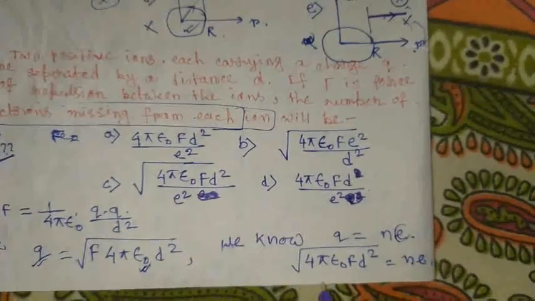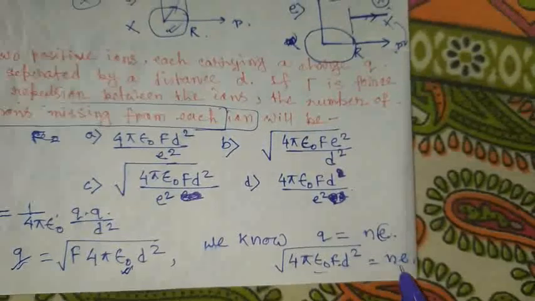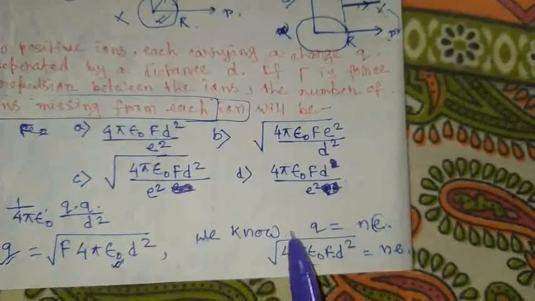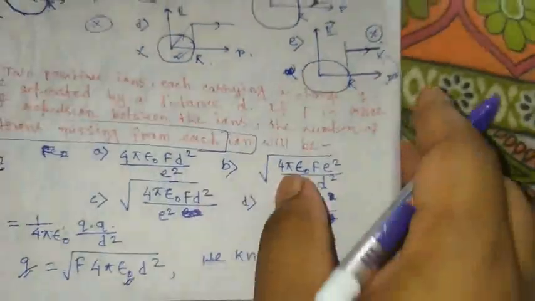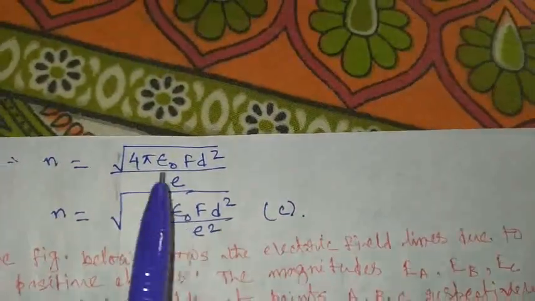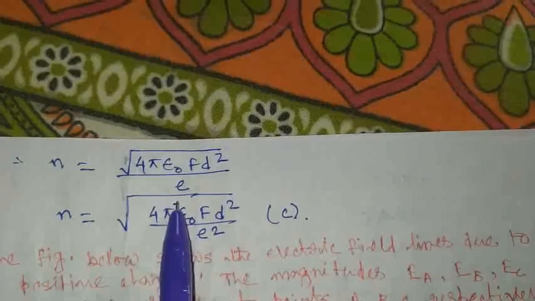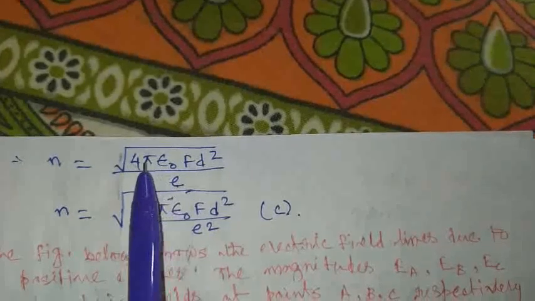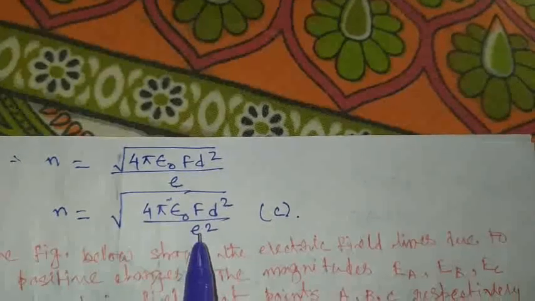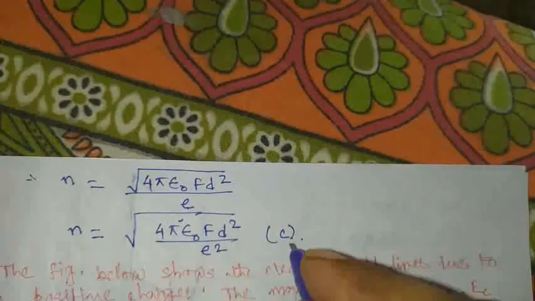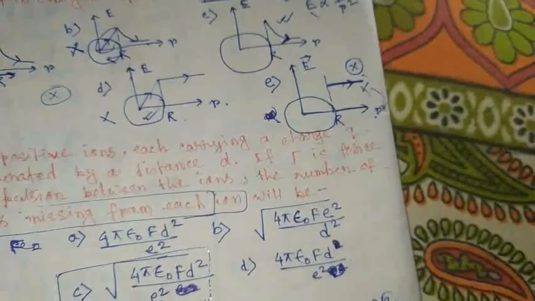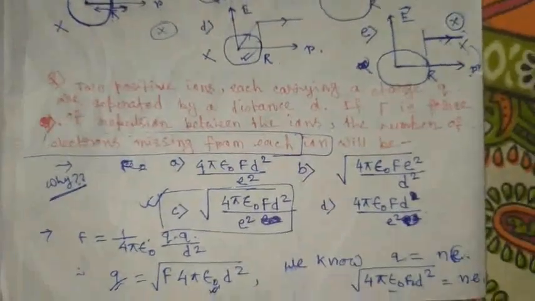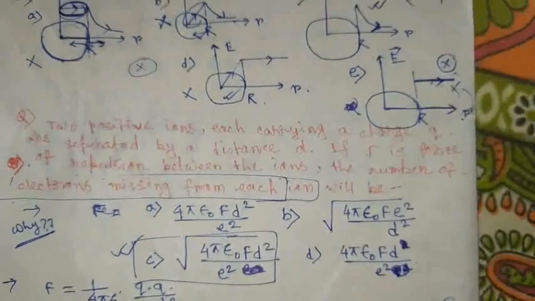Now putting the value of q here, N can be written as this divided by e. So N equals root over of 4 pi epsilon naught F d square, divided by e. So if e goes inside this root, it becomes e square. So the correct option is option C. This is a very easy problem. Now moving towards the next problem.